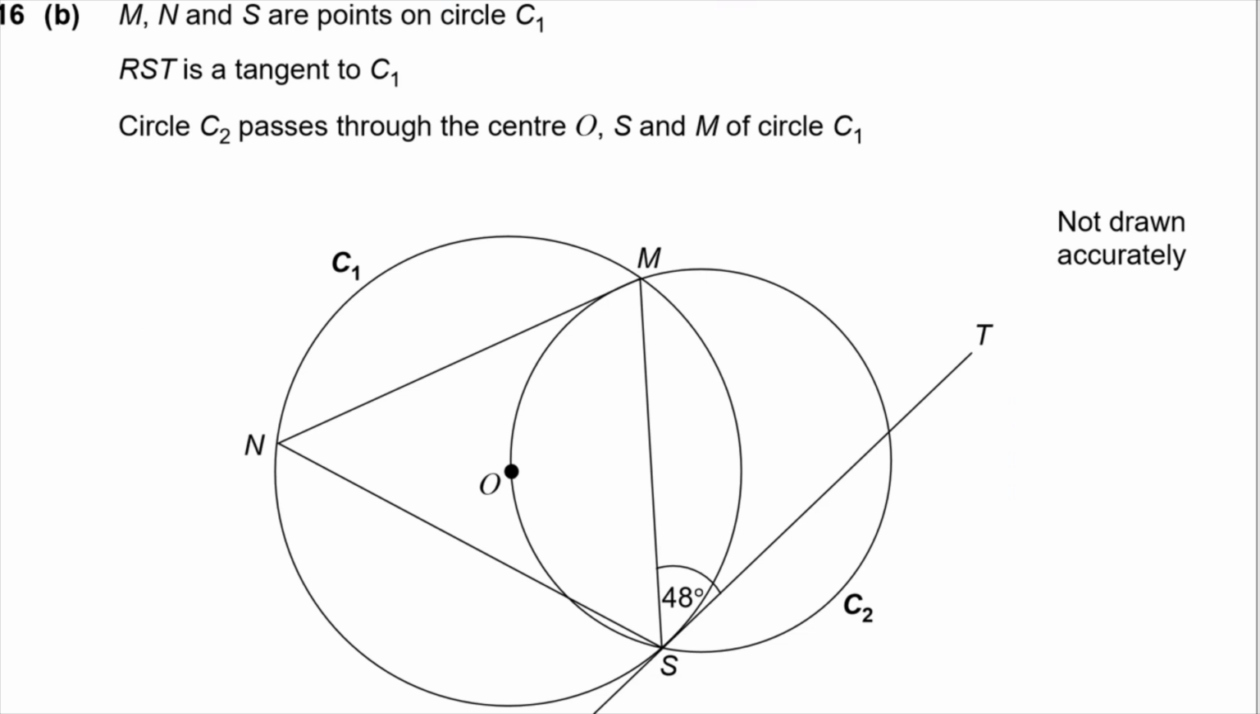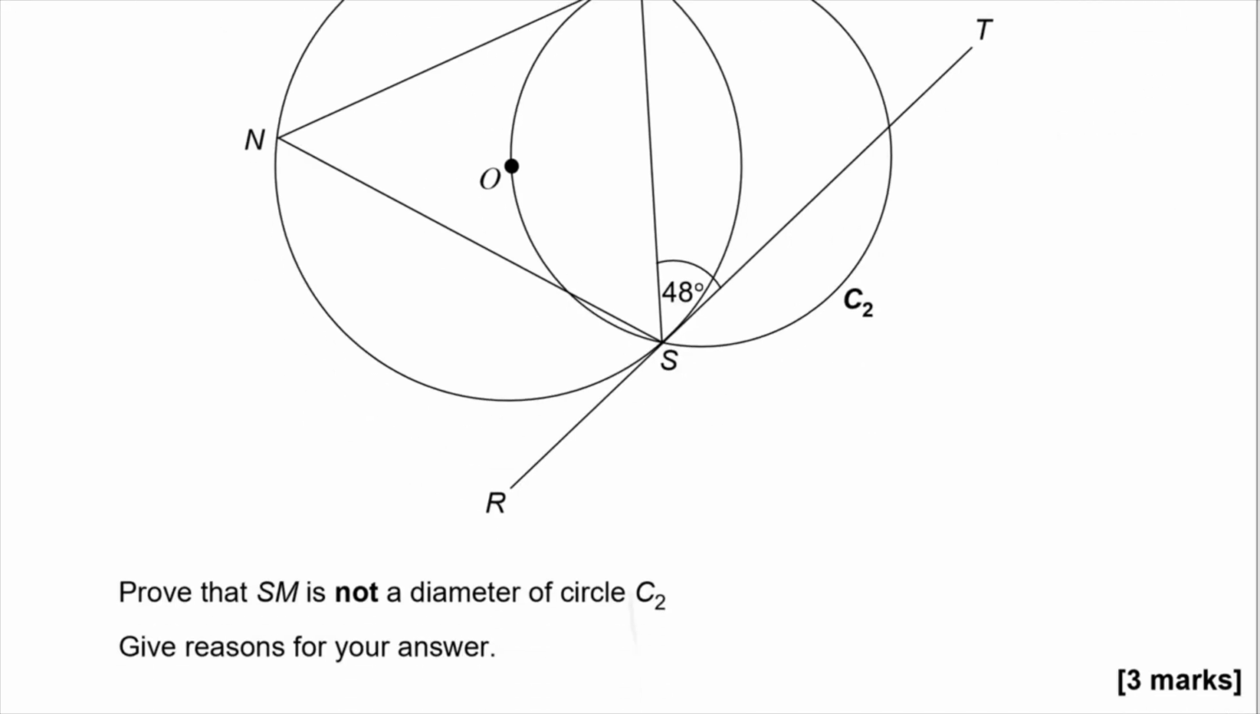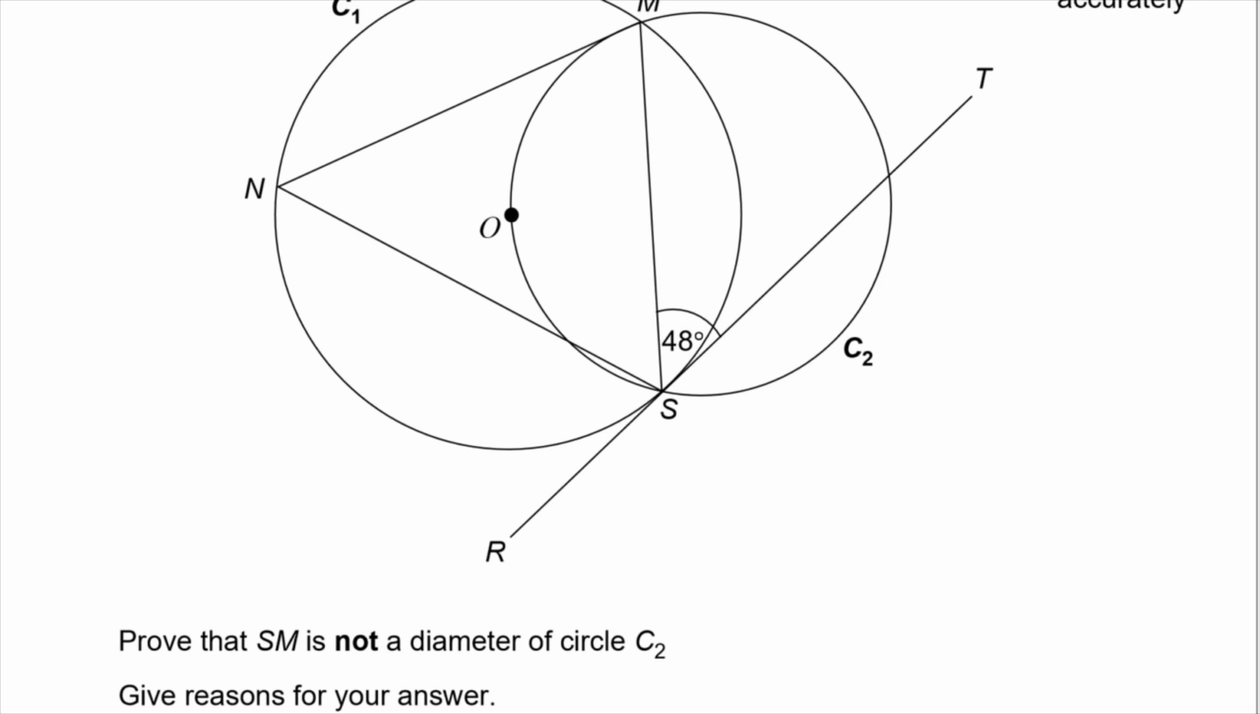Question 16b. M, N and S are points on circle C1. So you can see they're all on the circumference of that circle. RST is a tangent to C1, and circle C2 passes through the center O, S and M of circle C1. And we need to prove that SM is not a diameter of the circle C2.